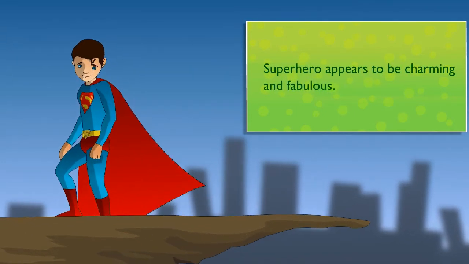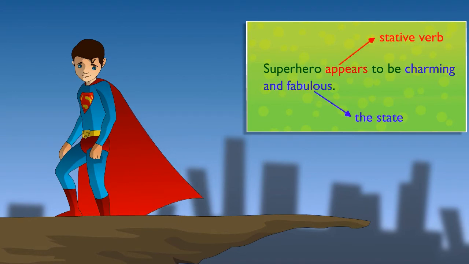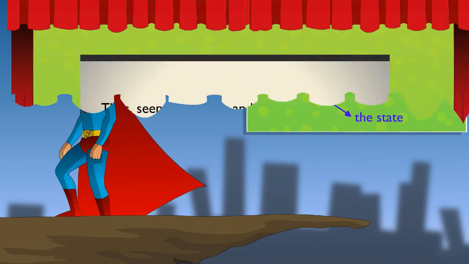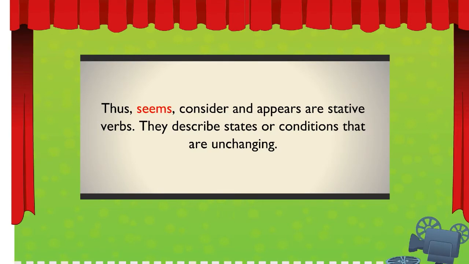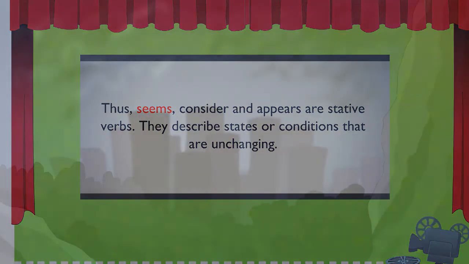Superhero appears to be charming and fabulous. The verb appears is used to describe the state of the superhero, that is charming and fabulous. This state is also unchanging in Johnny's eyes. Thus seems, consider, and appears are stative verbs. They describe states or conditions that are unchanging.